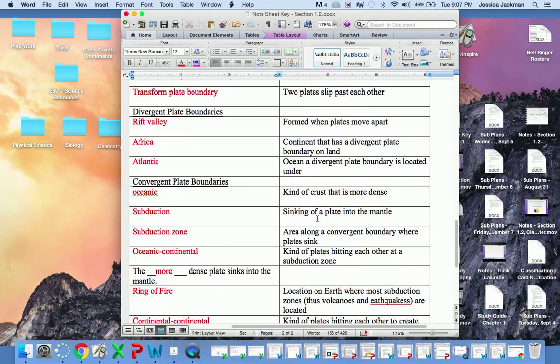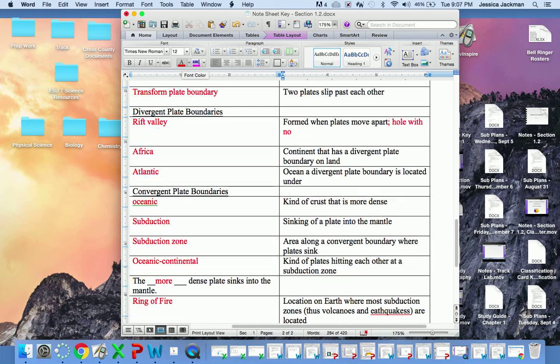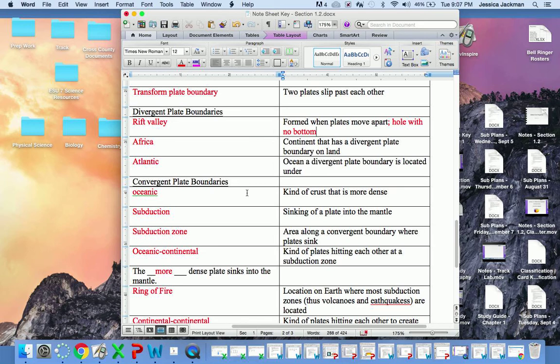All right, divergent plate boundaries form rift valleys, you're going to want to star rift valley. That's another important word that you need to know. These are formed when plates are moving away from each other. So the rifts are basically holes with no bottoms. So a rift valley is a place where there's no bottom. Actually, I want you to add that to your notes. So this is something new. You need to type this or write this, depending upon how you took your notes, and you say a hole with no bottom. Okay, that's very important for you to know.